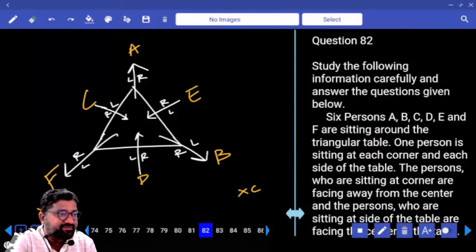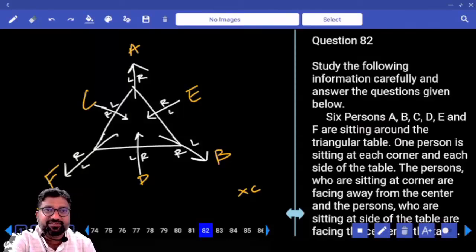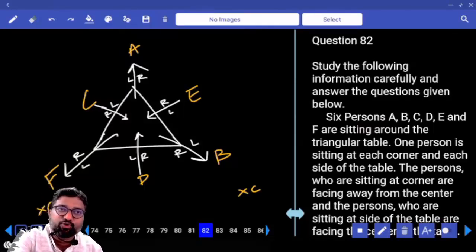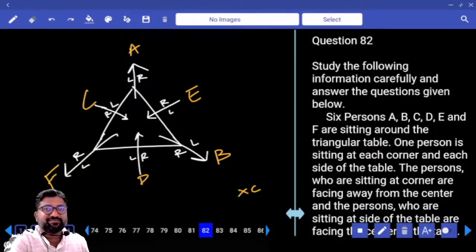And how many questions are given? 5 questions on this. It took hardly 1 minute to complete this question, and another 1 minute to complete those 5 questions. In 2 minutes, you are solving 5 questions. Right?